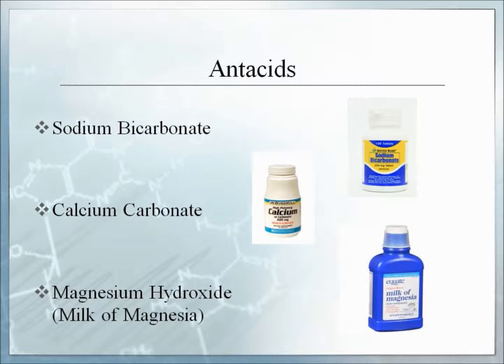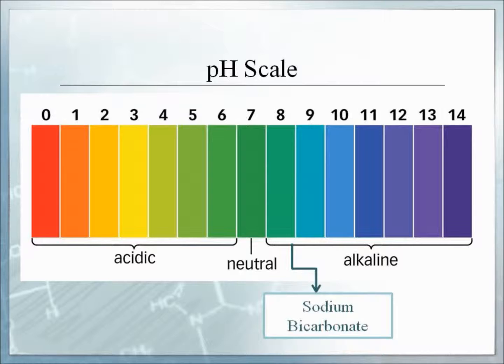Bases are also used as antacids to relieve symptoms of heartburn and indigestion caused by the oversecretion of acidic gastric juices. Sodium bicarbonate, calcium carbonate, and magnesium hydroxide are all used as antacids. Sodium bicarbonate in particular has a pH of 8.3 and is used as an antacid and as leavening agents in baking soda and baking powder.